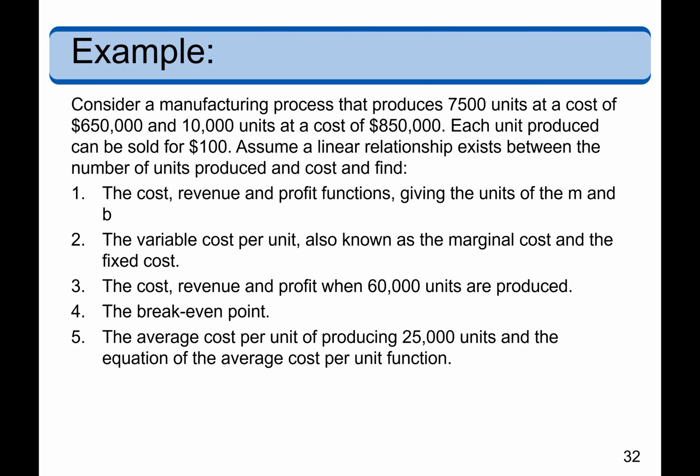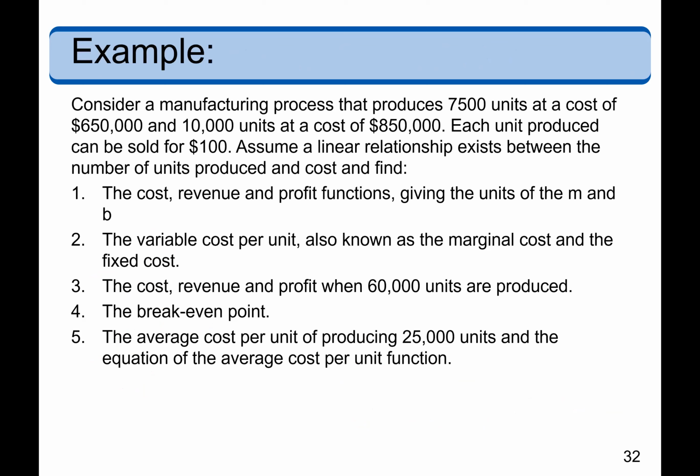So now let's take a look at a more sophisticated case, right? Now we're going to do a complete analysis on this manufacturing process, including the revenue, cost, and profit function. So let's go through this. And this question actually is from your textbook. So consider a manufacturing process that produces 7,500 units at a cost of $650,000, 10,000 units at a cost of $850,000. And each unit produced could be sold for $100.